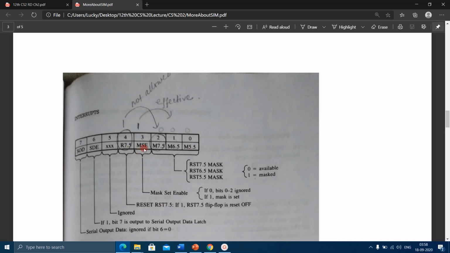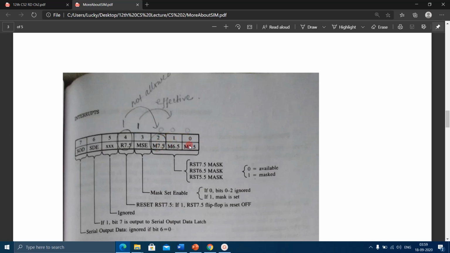MSE is 0, so these bits have no use. These instructions have no use. The instructions given to the receptionist are of no use. When the receptionist is there, then the instructions given to the receptionist are in use. If the receptionist is present, that means when MSE is 1, then these bits are useful.